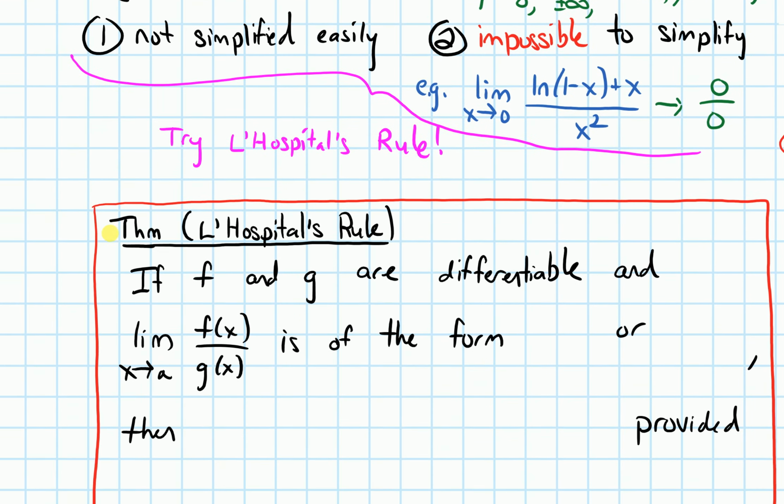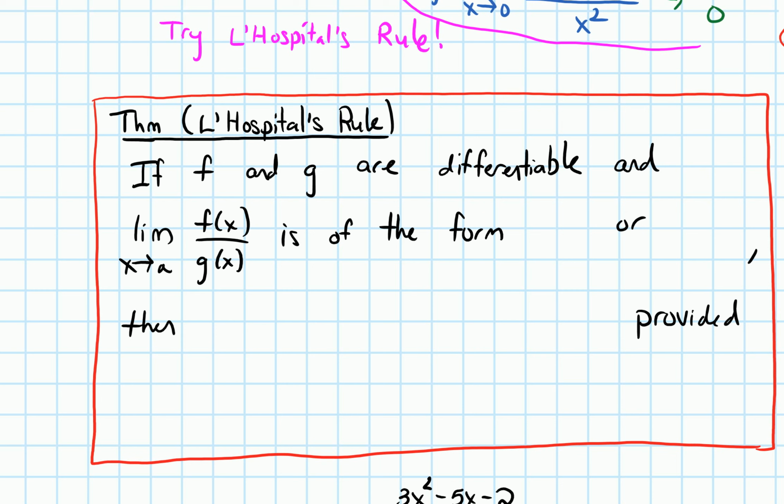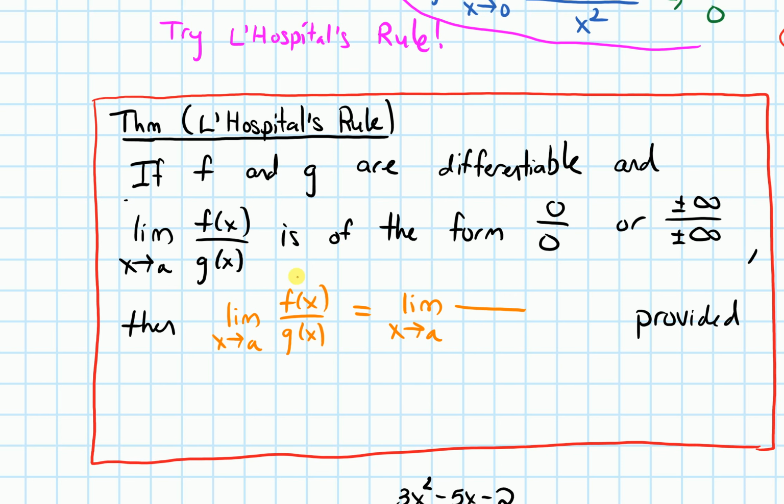This is a theorem. It's something that can be proven. So here is L'Hopital's rule. It says that if f and g are differentiable, and when we look at the limit as x approaches a of f of x over g of x, if that limit has the form 0 over 0 or plus or minus infinity over plus or minus infinity, then the limit as x approaches a of f of x over g of x will be equal to the limit as x approaches a of the fraction where we take the derivative of the numerator and the denominator. So f prime of x, the derivative of the numerator, and g prime of x, the derivative of the denominator, separately.